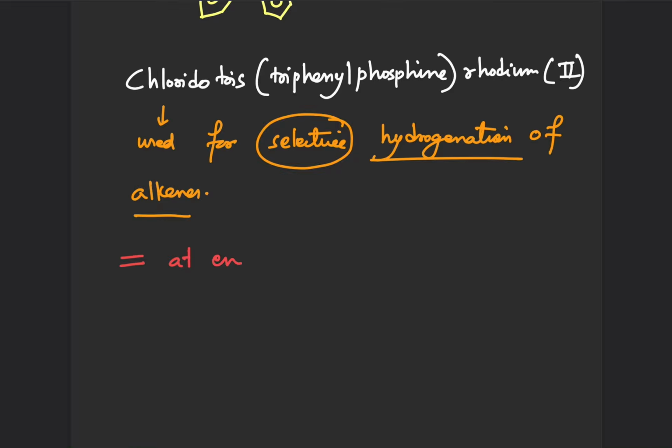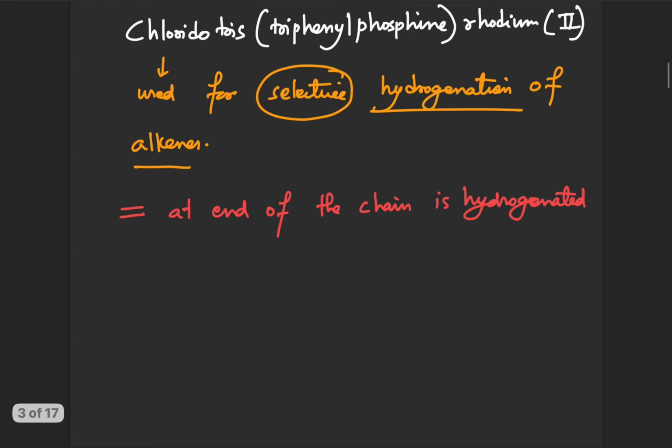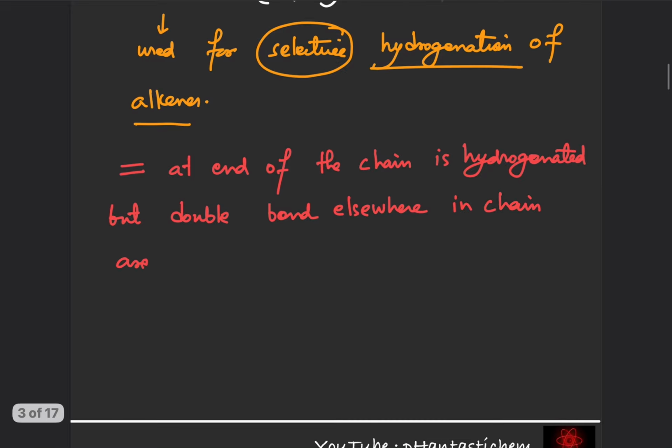Double bonds at end of the chain is hydrogenated, but double bond elsewhere in the chain are not affected. To understand this, let's see an example.